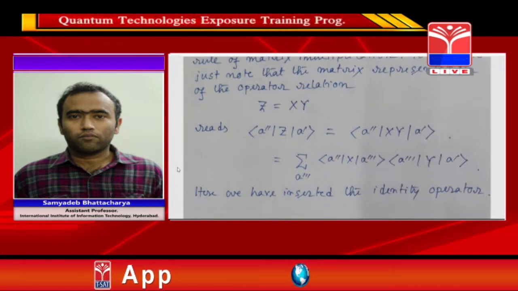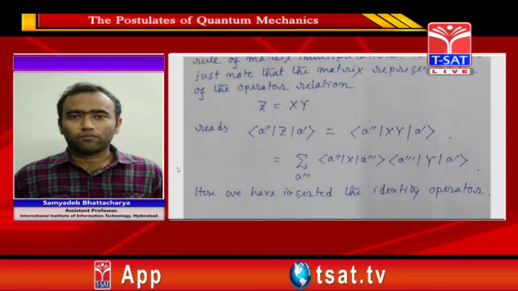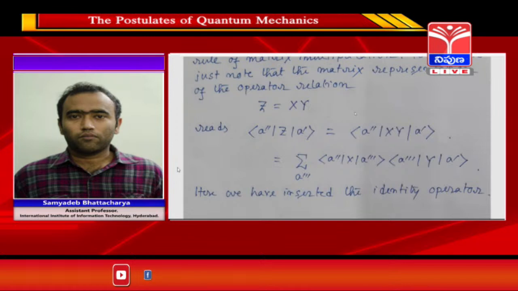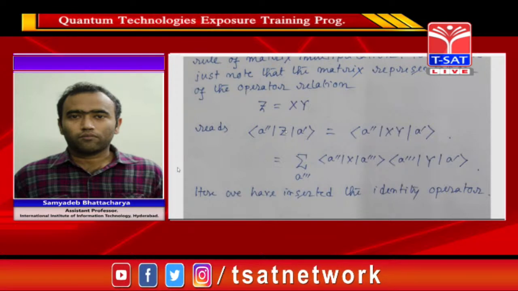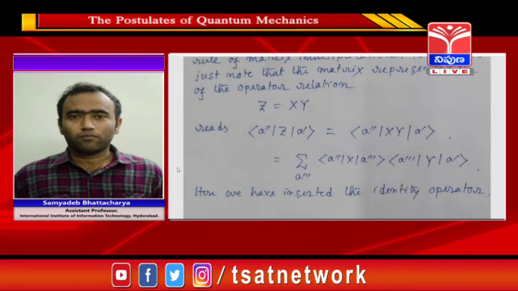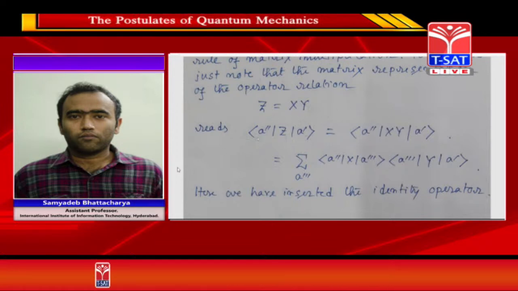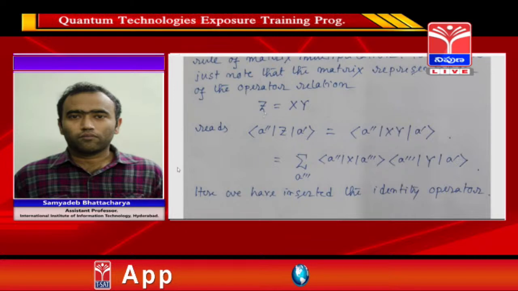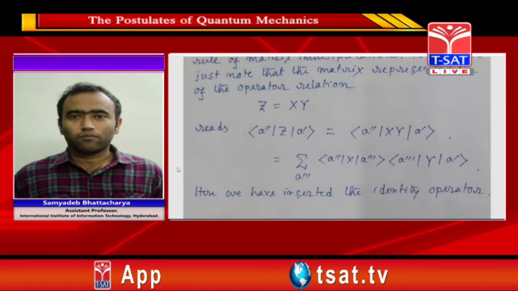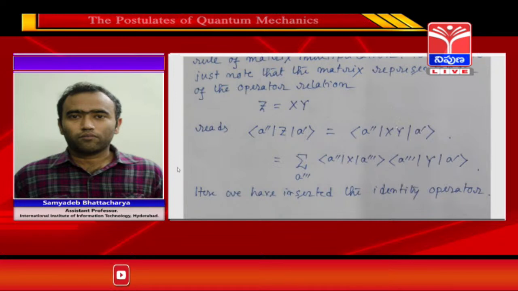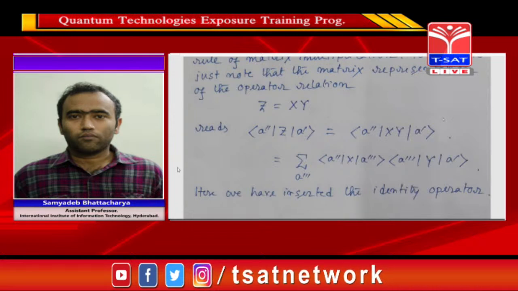So the elements of Z are basically this inner product, A double prime, Z, A prime. Say all the matrices are expanded in the orthonormal set of vectors A prime. So these are the elements of the matrix. So Z means we have what? Expand Z, which is A double prime, X, Y, A prime.